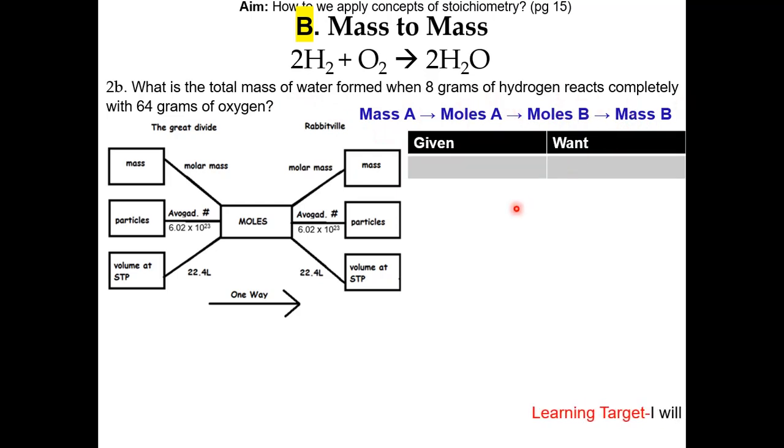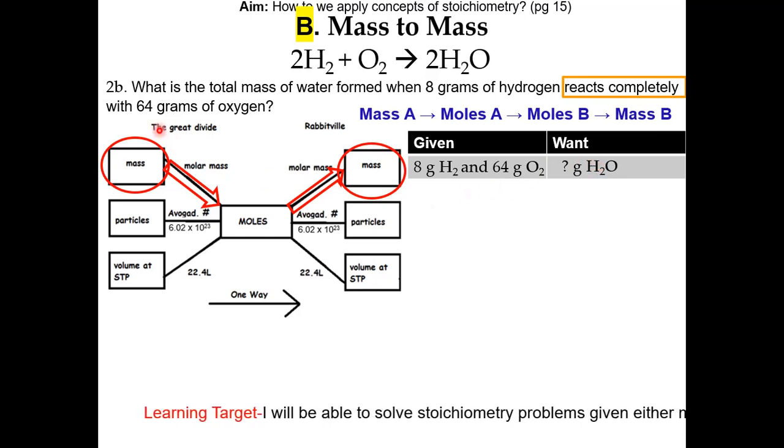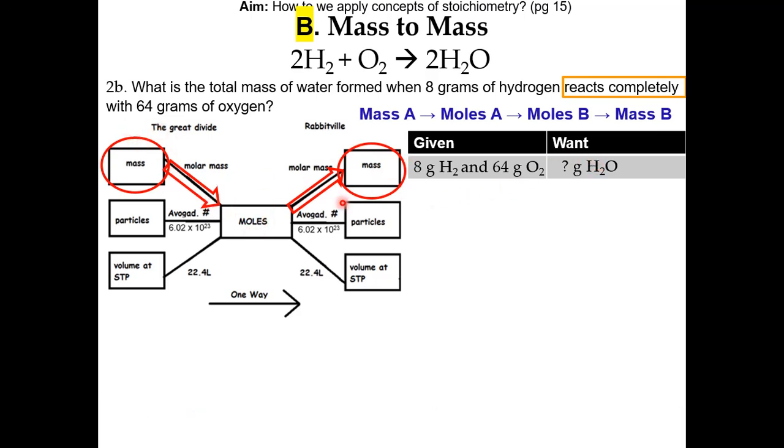From the question, we're given 8 grams of hydrogen and 64 grams of oxygen. So they both will react completely according to the question. And what do we want? We want the mass of H2O. So based off diagram 2, this is our general pathway. This question gives you more information than you actually need to solve for the mass of water. You can use either quantity, either the mass of H2 or the mass of O2, and you should get the same answer. I'll prove it to you.